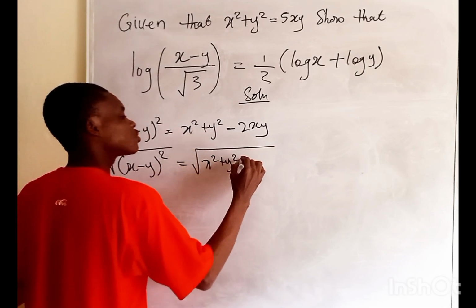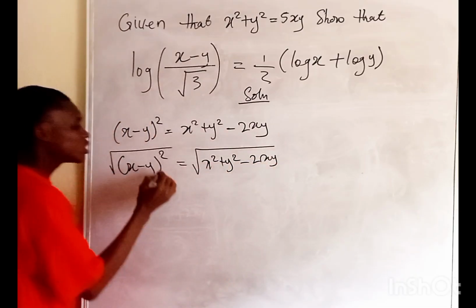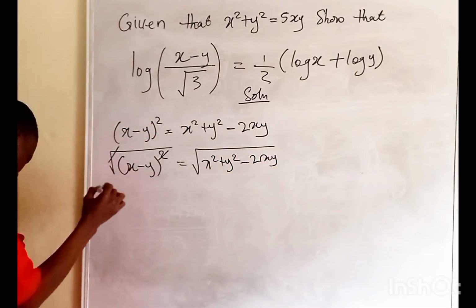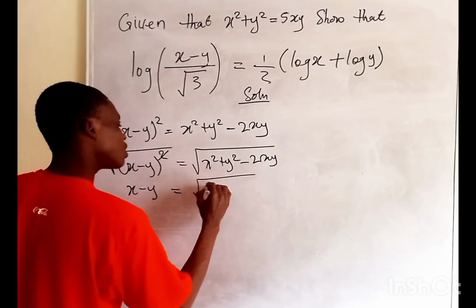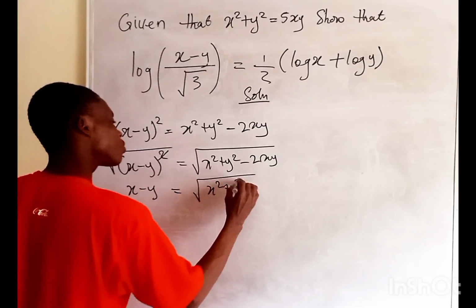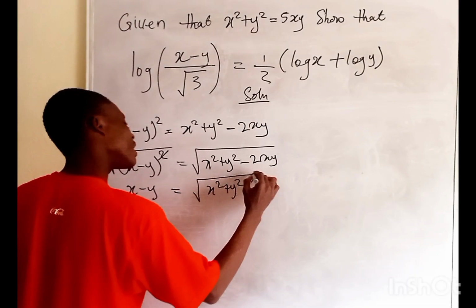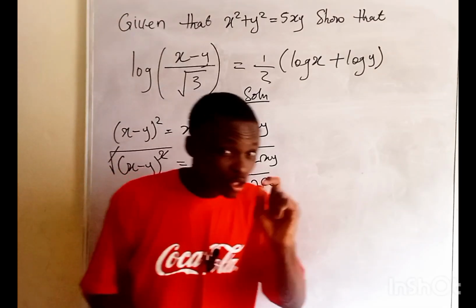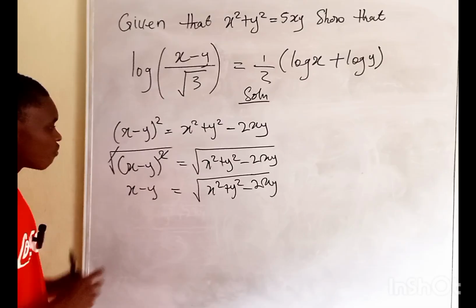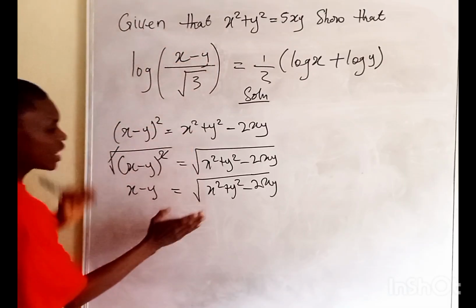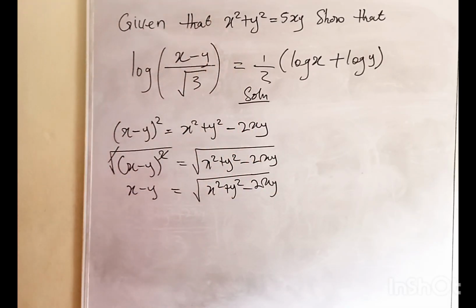X squared y squared minus 2xy. So this square root here can cancel out this square root. And what do we have? x minus y equals the square root of x squared plus y squared minus 2xy. All right, this is the first trick that will help you to solve this problem easily. Now let's go. From here, wherever we see x minus y, we have to put this expression.